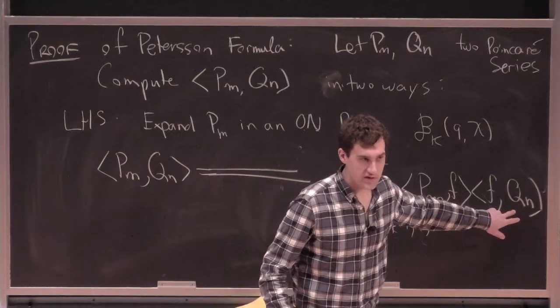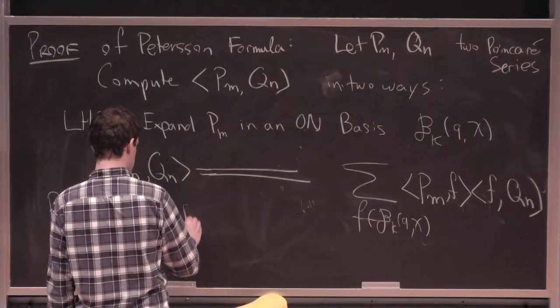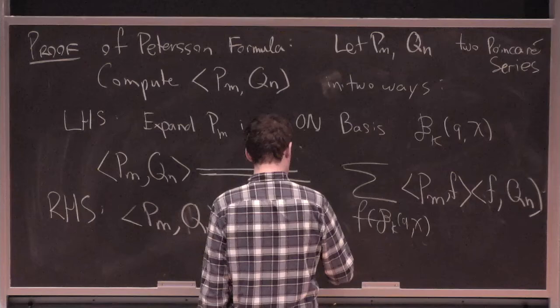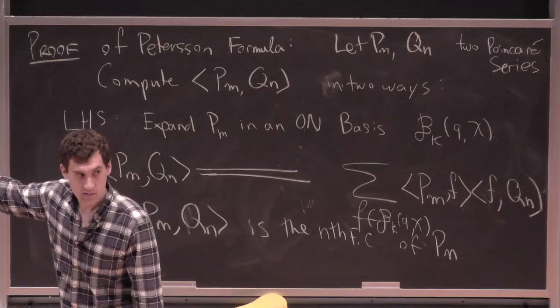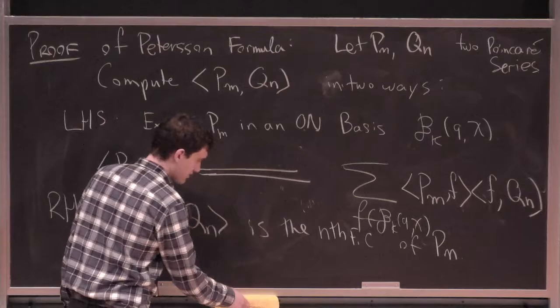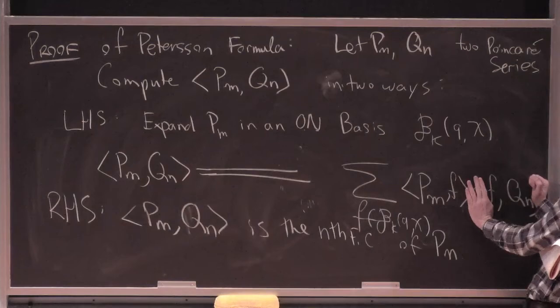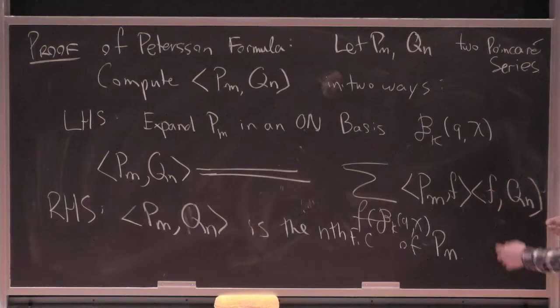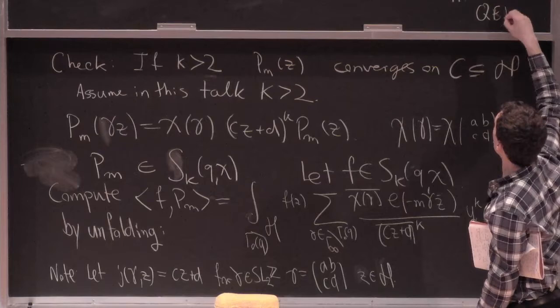And then the right-hand side, we just use the explicit computation. So this is the nth Fourier coefficient of P_m, which we just calculated over here. Because the inner product against, well, if I first expand P_m in this basis, I get sort of this with an f here. And then I just run the other inner product in because it's linear. And I get this. So, OK, QED, given our computation of the Fourier expansion.